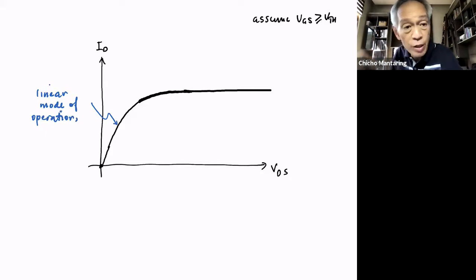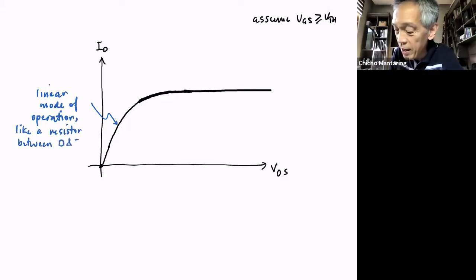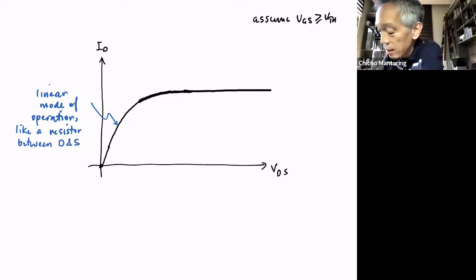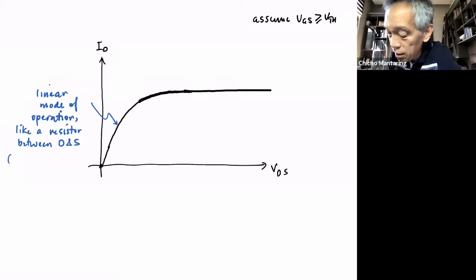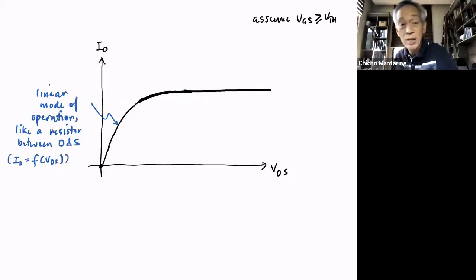Between your drain and source, it is like a resistor, so like a resistor between D and S. Okay, note here that in the linear mode, ID is a function of VDS. This is in the linear mode.